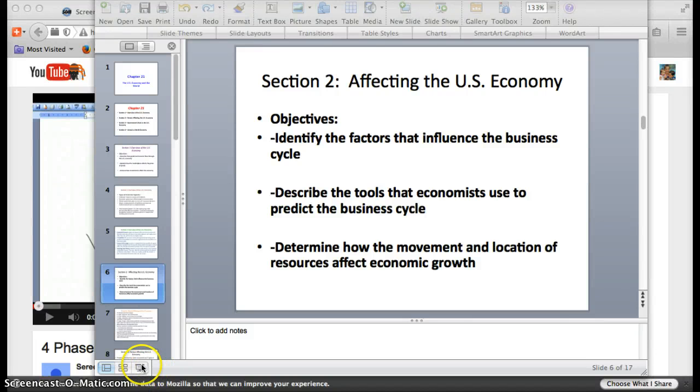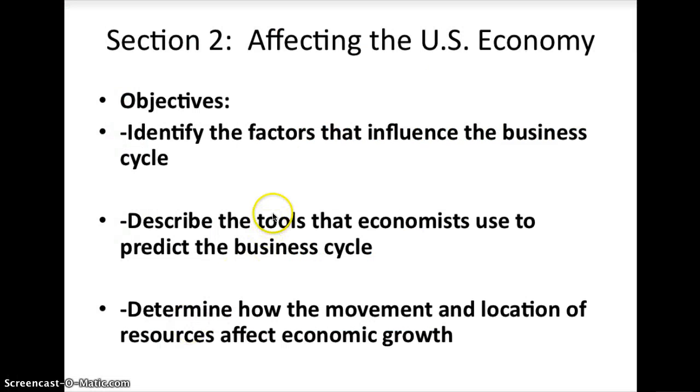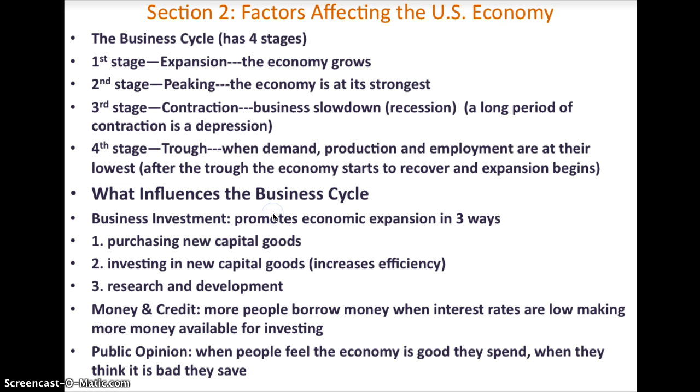Okay, today we're going to start talking about the four stages of the business cycle, and we're going to be looking at what are factors that affect the U.S. economy. So our objectives are to identify the factors that influence the business cycle, describe the tools that economists use to predict the business cycle, and then finally determine how the movement and location of resources affect economic growth.